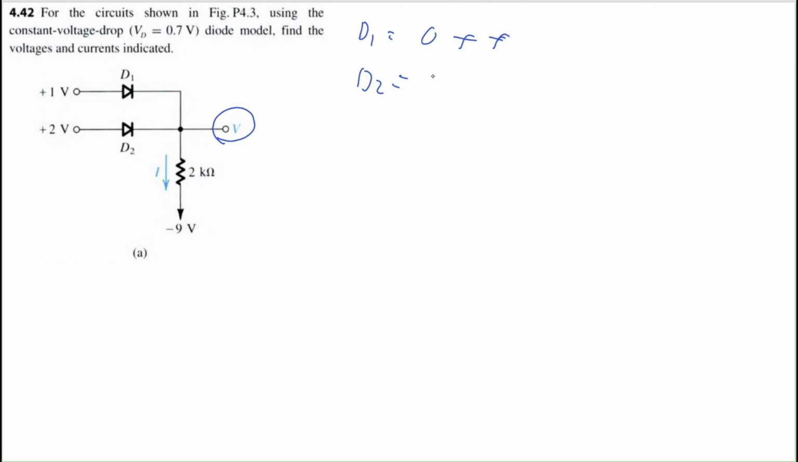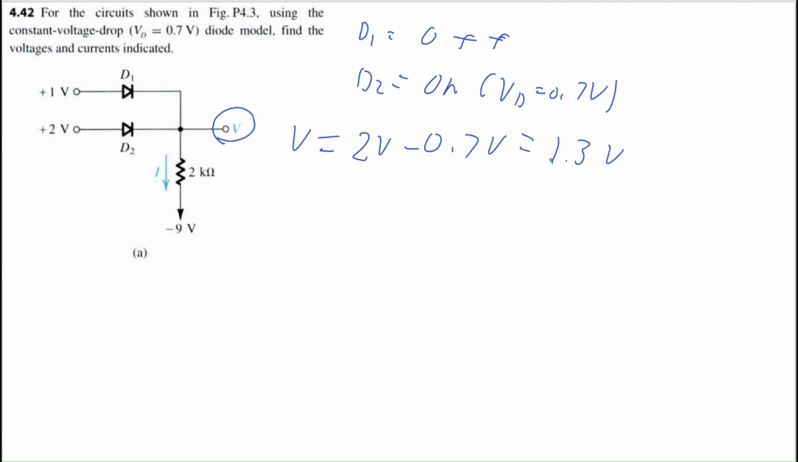We'll now say D1 is off and D2 is on with VD equals 0.7 volts. So now because D1 is an open circuit, we're going to solve for V using the drop across D2. So 2 volts minus 0.7 volts equals 1.3 volts. And let's verify for D1. So we have 1 volt and 1.3 volts. So sure enough, this is going from low to high, 1 to 1.3. So this diode is indeed reverse biased.